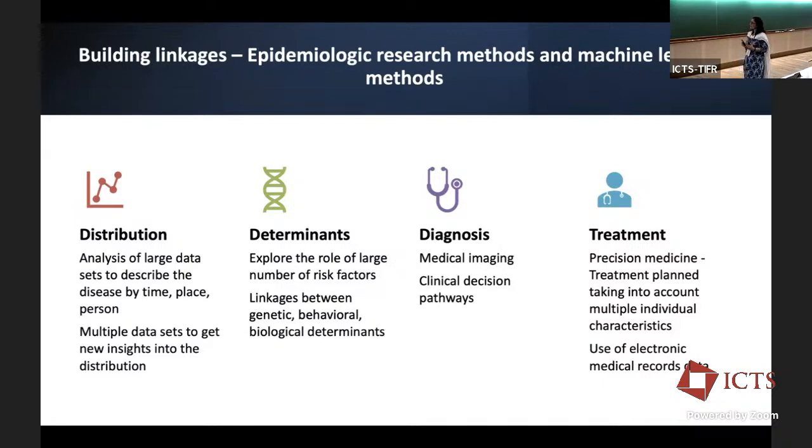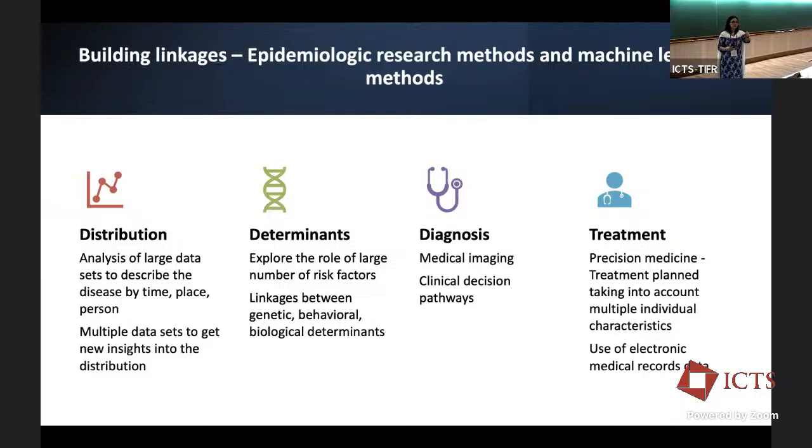The second area is really the determinants, where we can actually find answers as to what are the linkages of these diverse risk factors. I think Uma was trying to make that point that there are so many different individual level factors. Then you have laboratory variables, you have genetic variables, you have all of this. And can we put it all together to make sense of it and see what risk factors are important in a particular population?